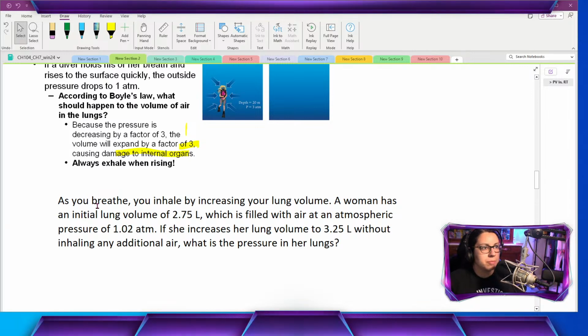Let's try this problem. So as you breathe, you inhale by increasing your lung volume. So you can think about your diaphragm going down. So that physically increases your lung volume. So if you have an initial lung volume of 2.75 liters, which is filled at a pressure of 1.02 atm, and you increase your lung volume to 3.25 liters, and just say that this is right before the inhale, what is the pressure?